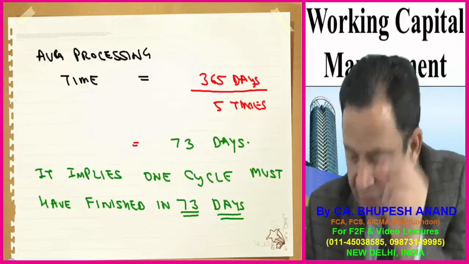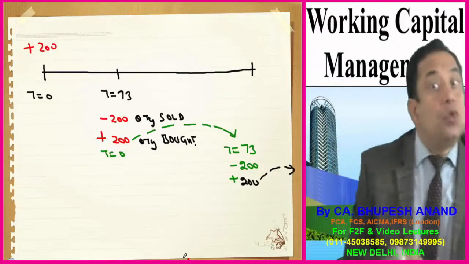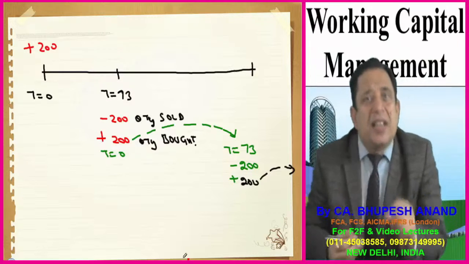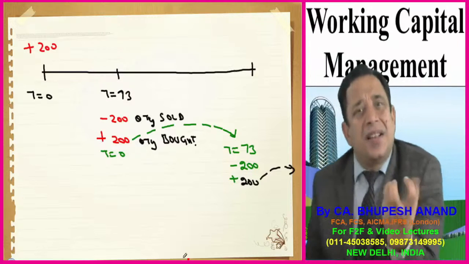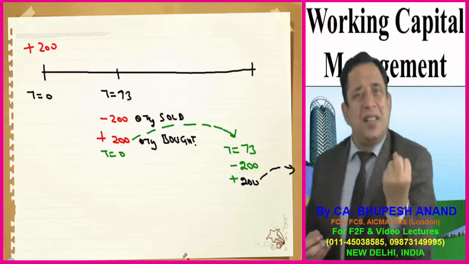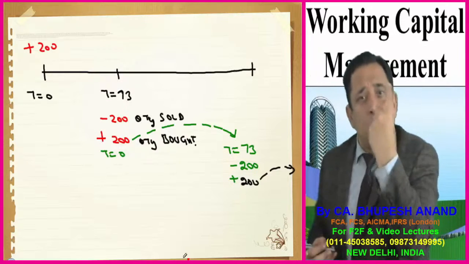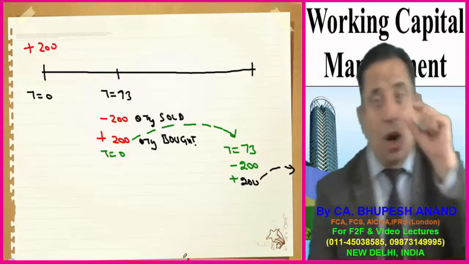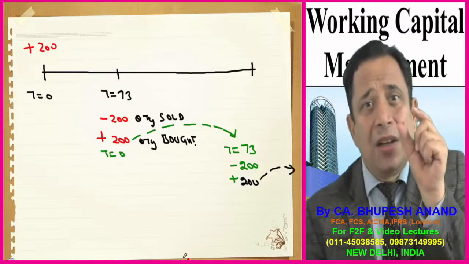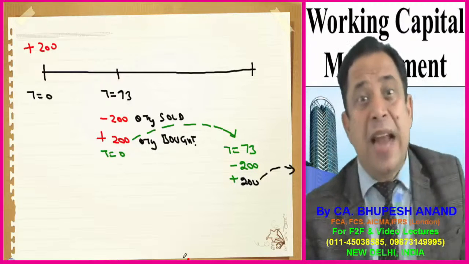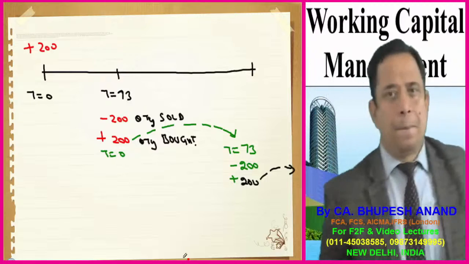Supposing it is 73 days. Now I want to tell you the interpretation of 73 days. What is the intent behind 73 days? What do I mean by 73 days? Just listen to me for 1-2 minutes. If you are not listening properly, you will be out of the game. The next 2 minutes are very important.